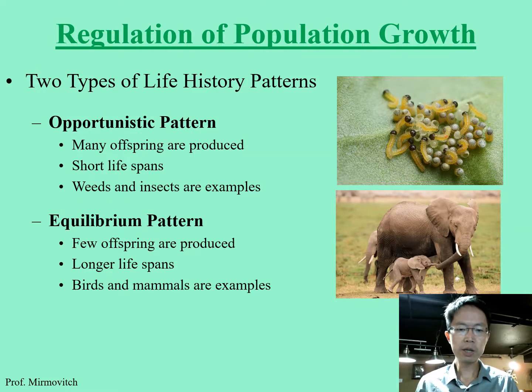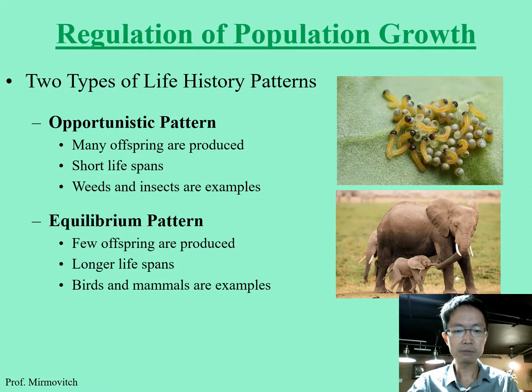So a lot of classes like to compare the more developed country and less developed country to the natural history or nature, to the opportunistic pattern, to the equilibrium pattern. I don't like to do that. I don't like to compare human beings with animals. But you will see the similarity between them. Personally, when I teach ecology about population growth, I don't like to compare the more developed country with the equilibrium pattern, and the less developed country with the opportunistic pattern. I think that it is not respectful to human beings.